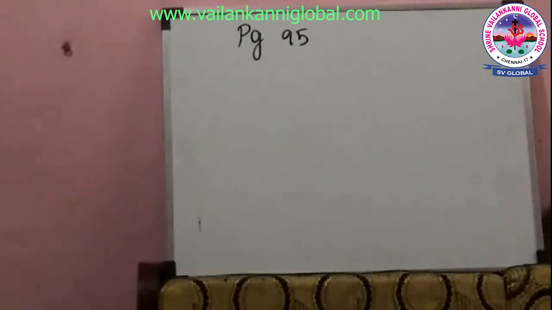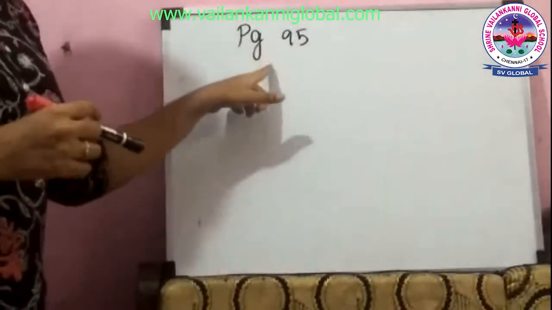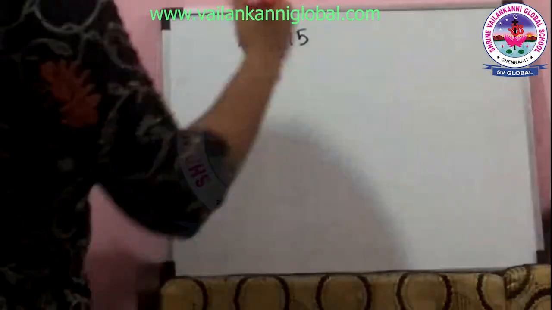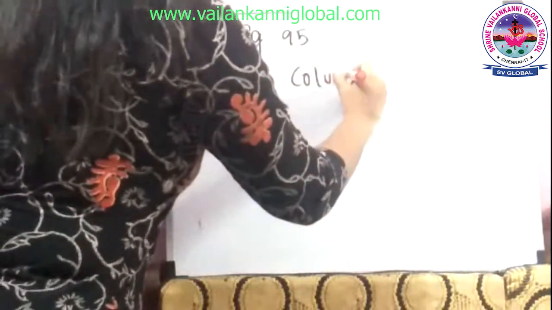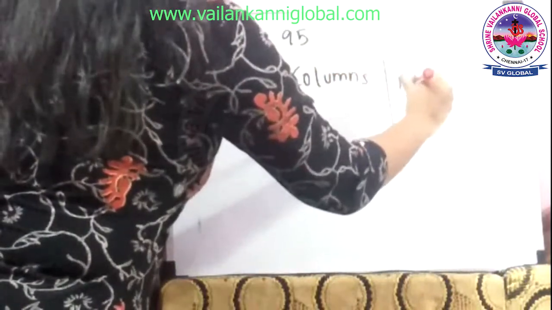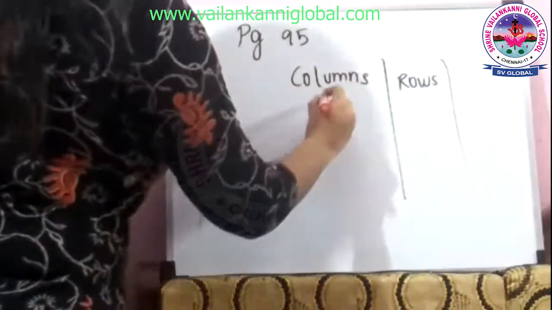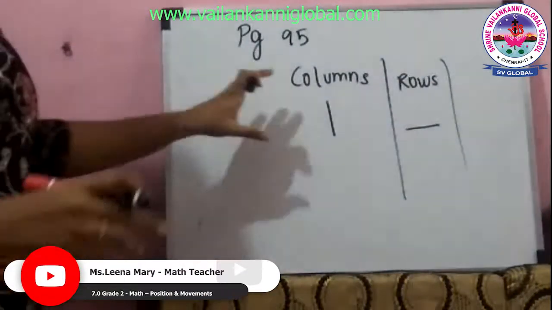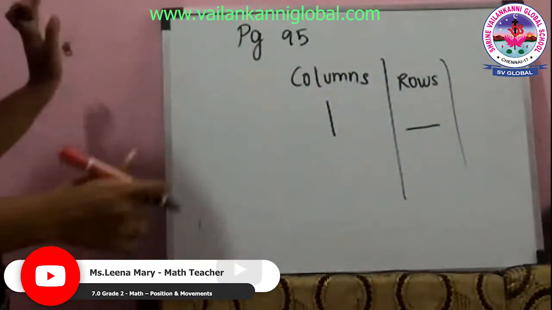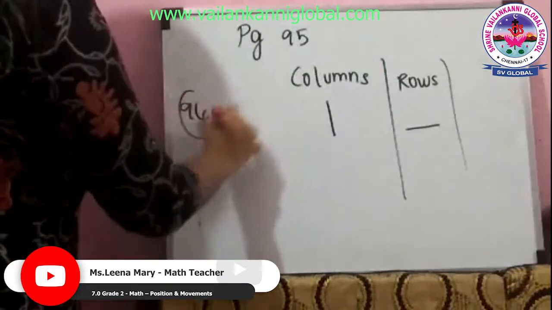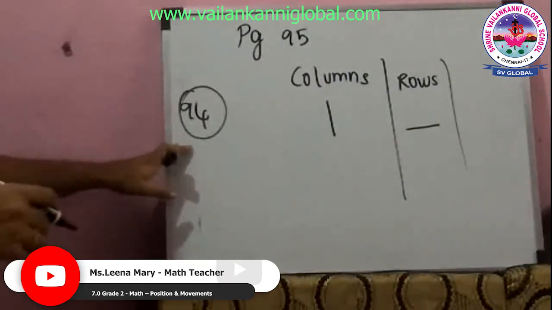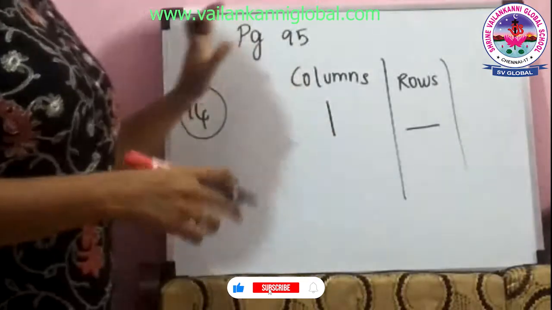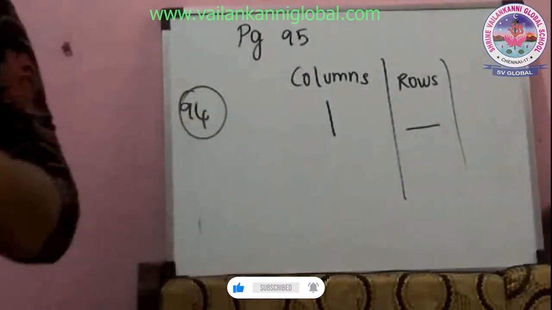With the help of this video, you can do page number 95. Page number 95 has a set of questions on columns and rows. Columns are the standing lines and rows are the sleeping lines. For this page, the picture is on page number 94. Look at the picture on page 94 and answer the questions on columns and rows. You can do only the first part. Try doing it. Thank you.